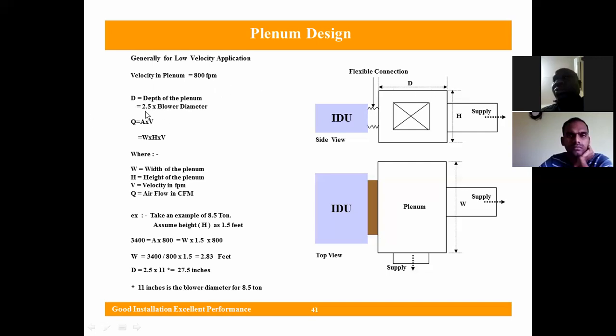The depth of the plenum is 2.5 times the blower diameter. So when you are buying an indoor unit, you will be able to know the diameter of the blower of the indoor unit.